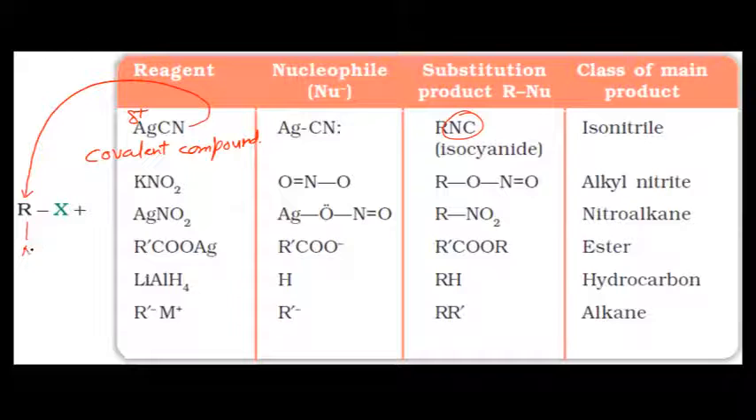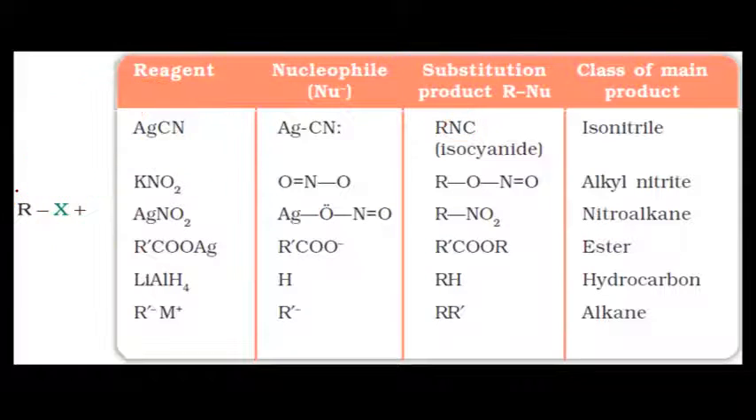So what happens actually, NCAg gets attached, and after that Ag is removed, X is removed, AgX is formed, and here you have isocyanide. And the reason is that the CN did not ionize first. AgCN is a covalent compound. Now these types of species which can connect from two ends are known as ambidentate ligands. So cyanide is known as ambidentate.